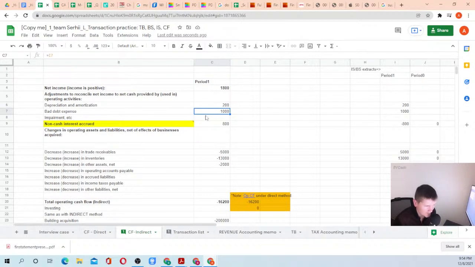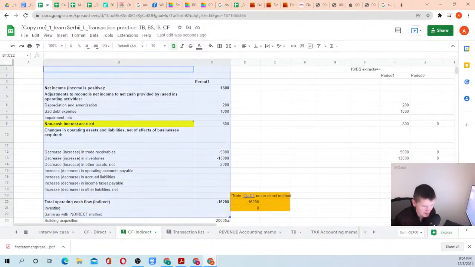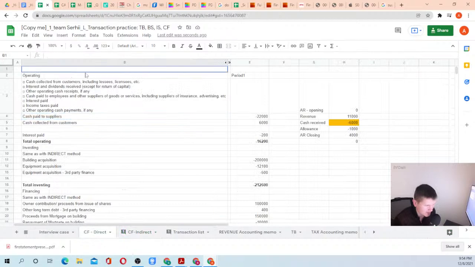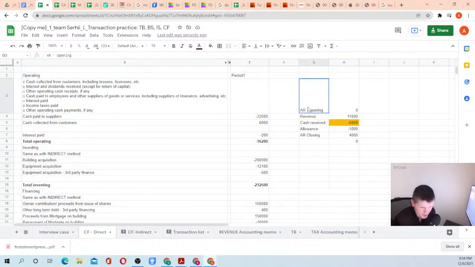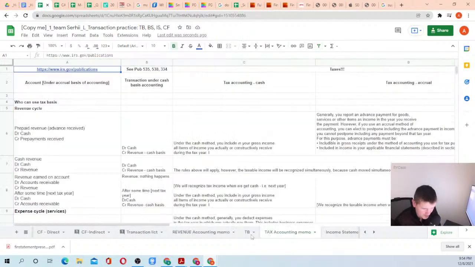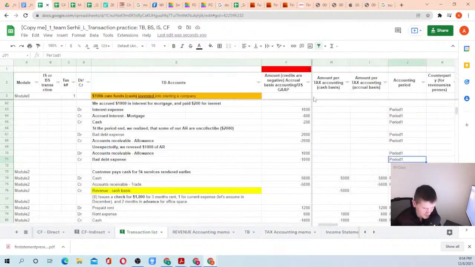So basically, the first type of check we can do is to compare between the indirect method and the direct method. The second type of check that we can do is to make a roll forward and calculate what cash should be involved. And the third method which we can use is just to go through a transactions list one by one and pick up the transactions.